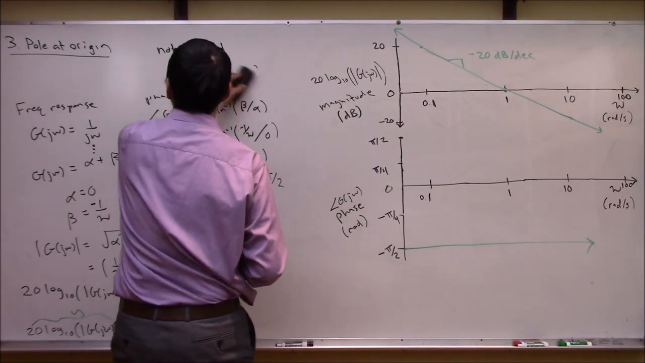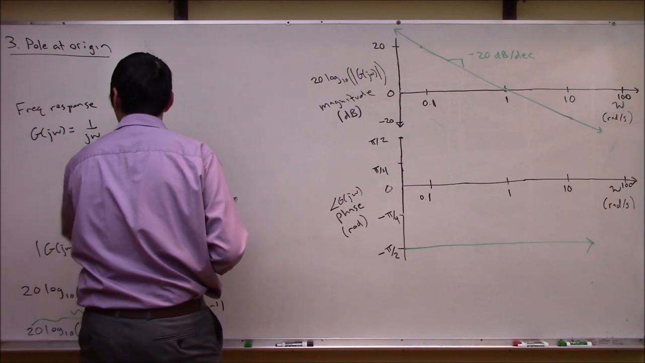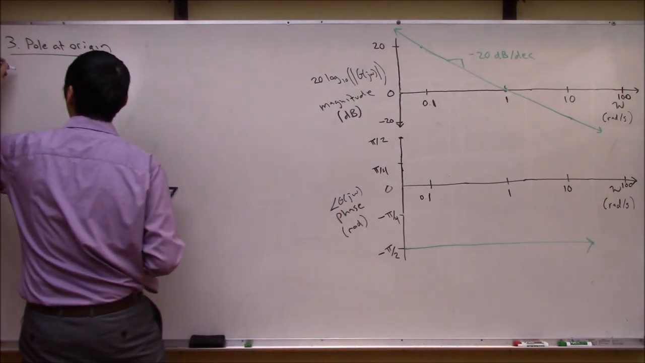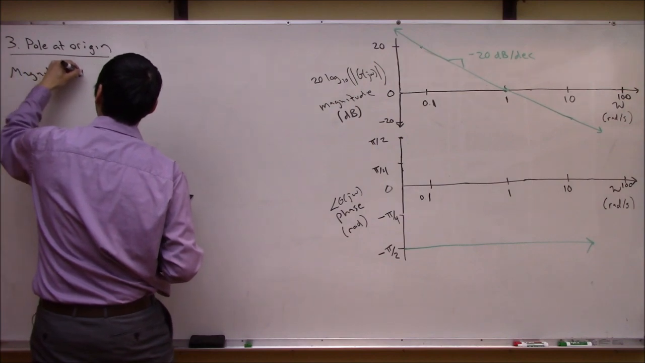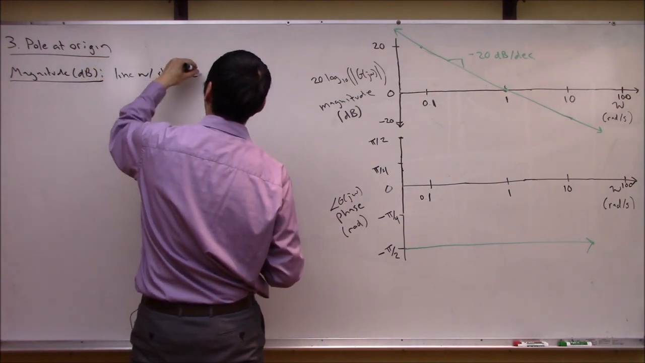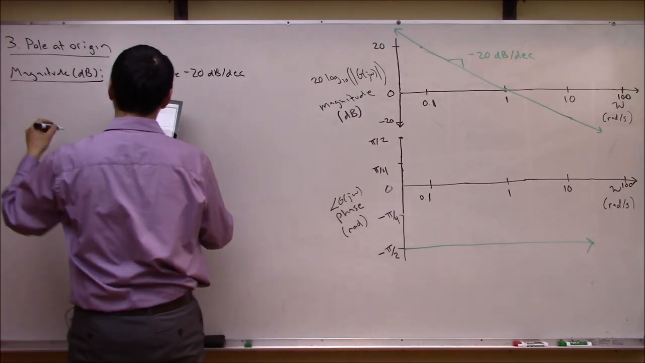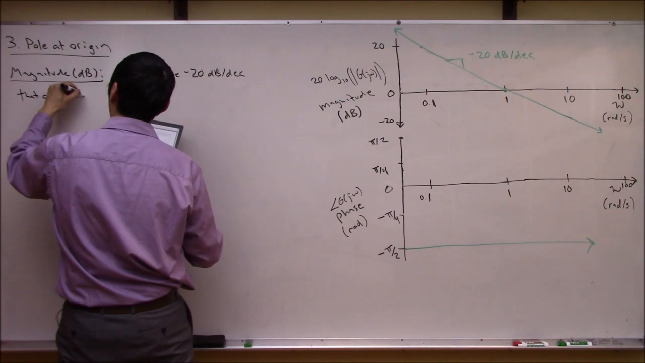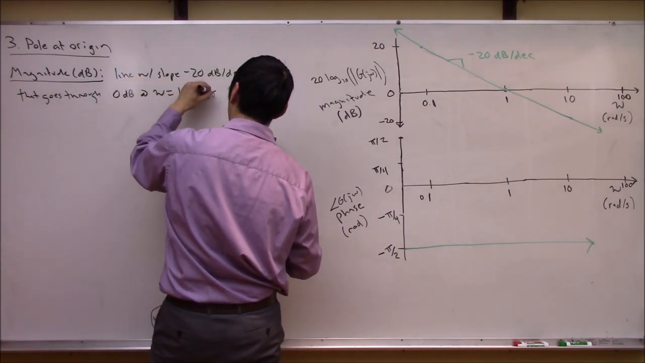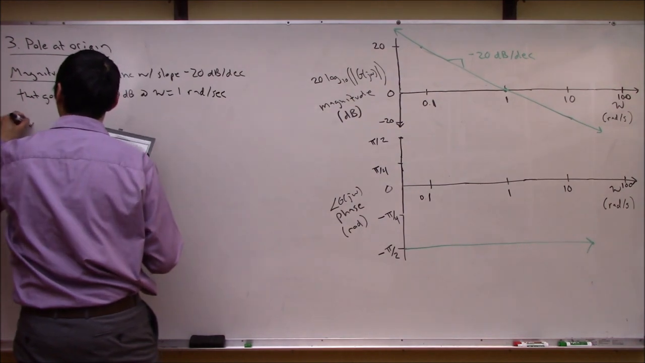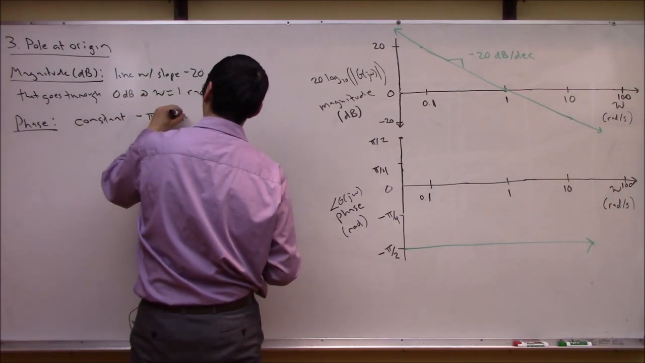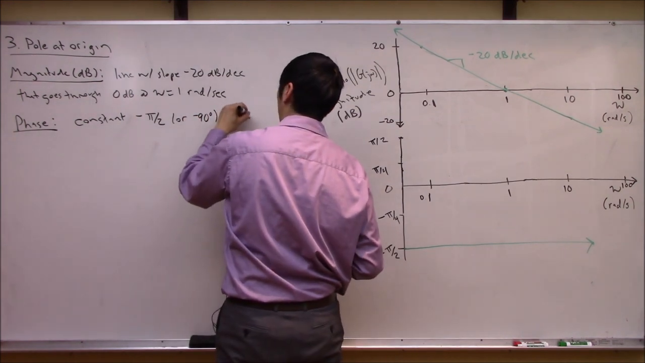Maybe let's just write down the rules, and then we'll take a quick note and think about this. The rules for drawing the Bode plot for a single pole at the origin are, for the magnitude in decibels, really simple. It's just a line with a slope of minus 20 decibels per decade that goes through the point 0 dB at omega equal to 1 rad per second. So that's that green line here. And the phase is even easier. It's just a constant phase of minus pi over 2, or minus 90 degrees, for all omega.